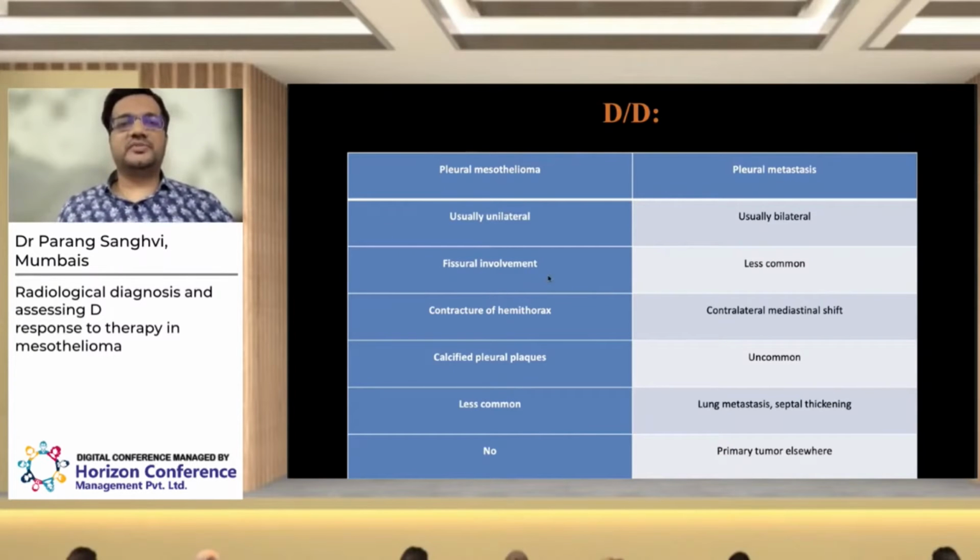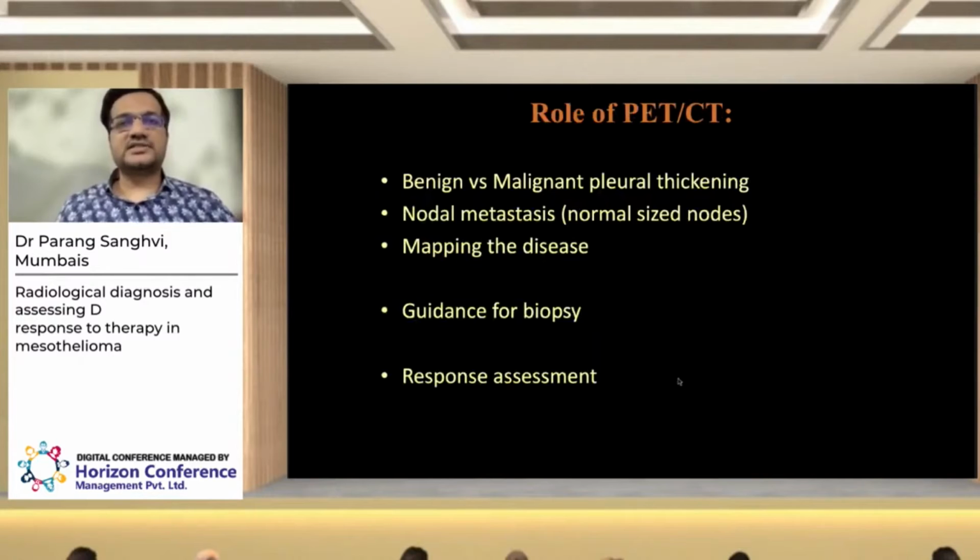Then fissural involvement is very, very common in mesothelioma as compared to metastasis. As we discussed about the frozen mediastinal sign, you can see contracture of the hemithorax rather than the contralateral shift that is seen with metastasis. And because most patients with mesothelioma have some other asbestos-related disease, you will see calcified pleural plaques and other signs, and lung metastasis may be present. And of course, when you have a known primary elsewhere in the body, the first thing you will think of is pleural thickening as metastatic disease.